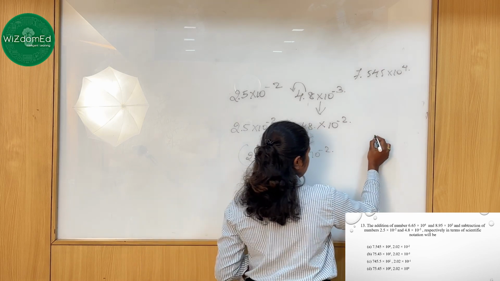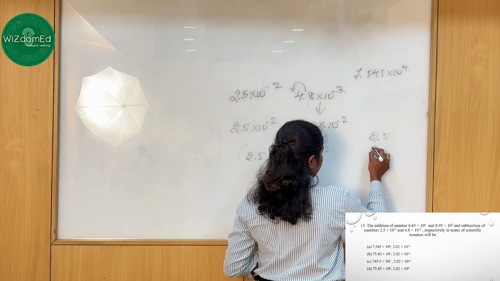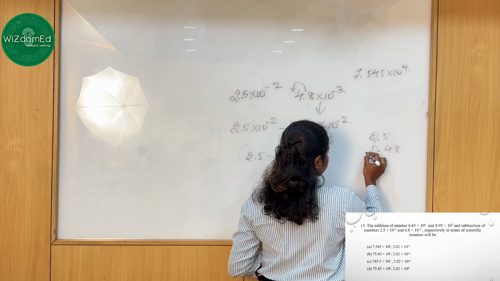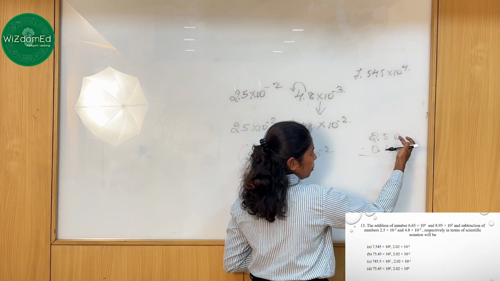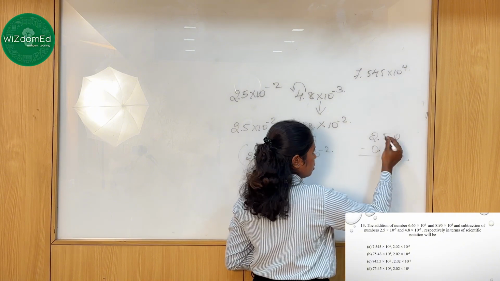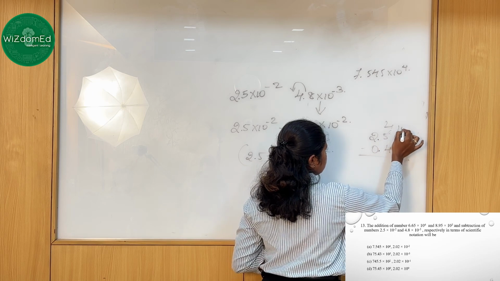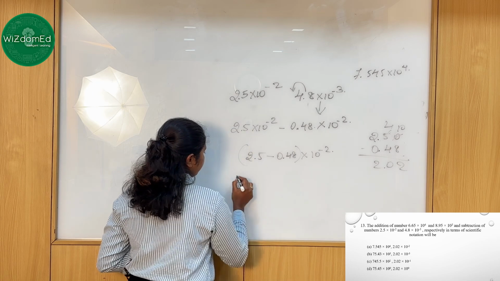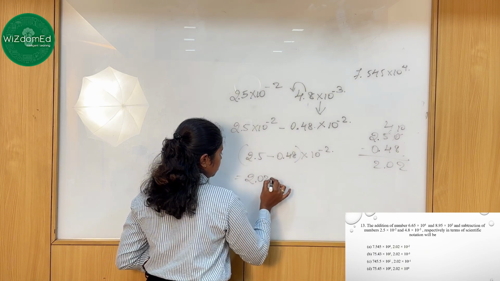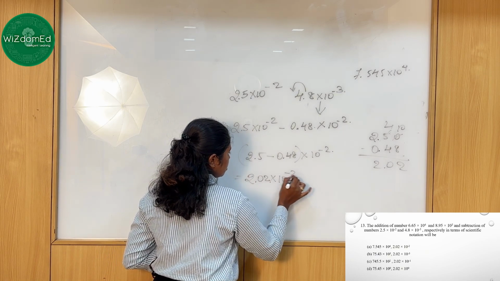So let's do the subtraction. 2.5 minus 0.48. If nothing is there, we are going to assume that there is 0. From 0 we cannot subtract 8, so I am going to borrow from the other side. So it is going to become 2.02 into 10 raised to power minus 2.